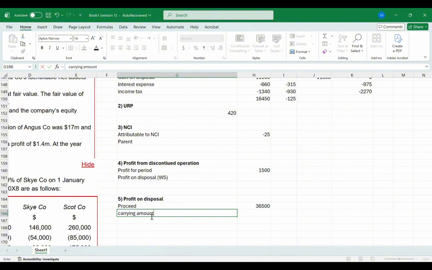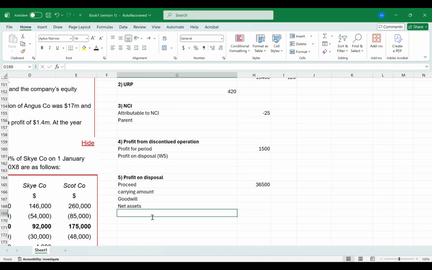Remember, this is the group disposal we are finding out. So there are 3 things that you need: goodwill, net asset, NCI. So we have goodwill, net assets, and your NCI.